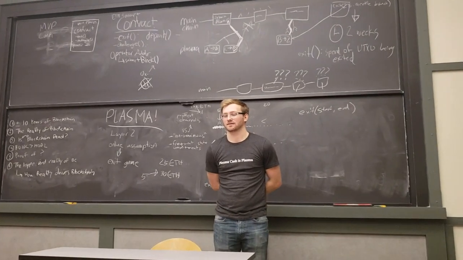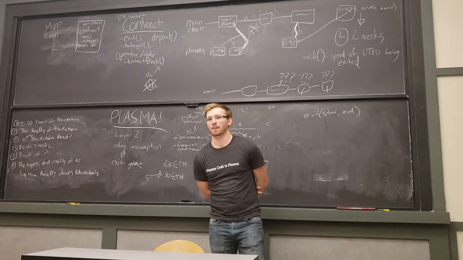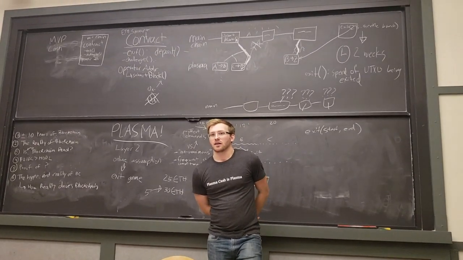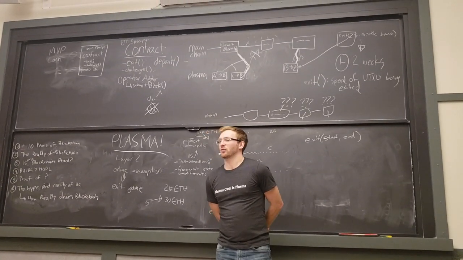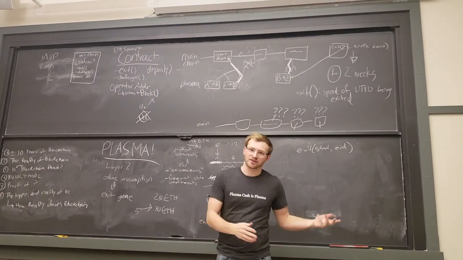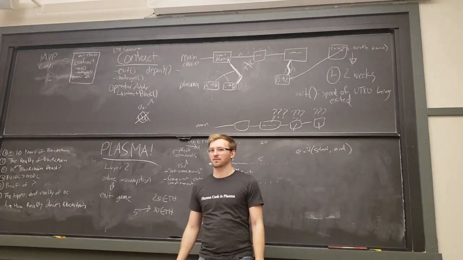Well, I wonder, can the operator censor a transaction? The operator absolutely can censor, if the transaction was illicit. The operator absolutely can censor, and that's one of the main reasons to go to proof of stake. The way that you avoid censorship is you have multiple operators.